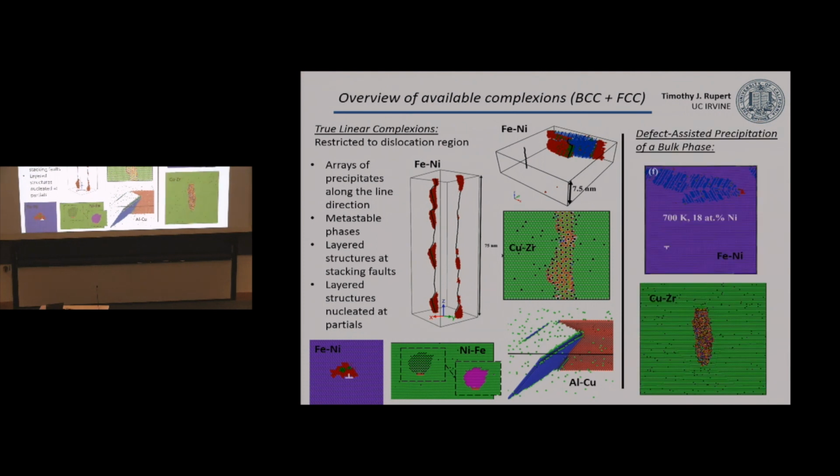Now, you can also look towards what you could call defect assisted precipitation. So our local composition gets high, and we just get a bulk phase that comes out too. And that destroys the defect. Might be useful in some situations, but it's fundamentally different than maintaining the defect there.